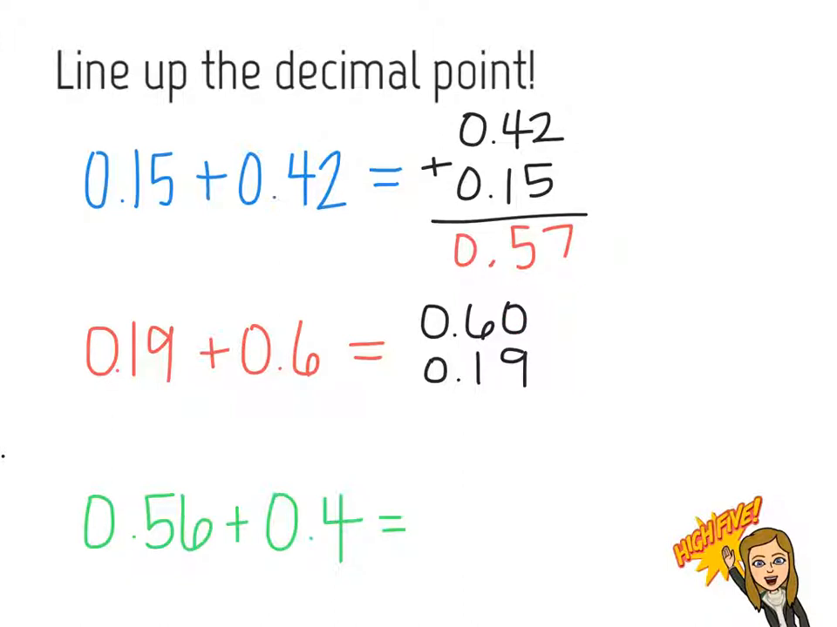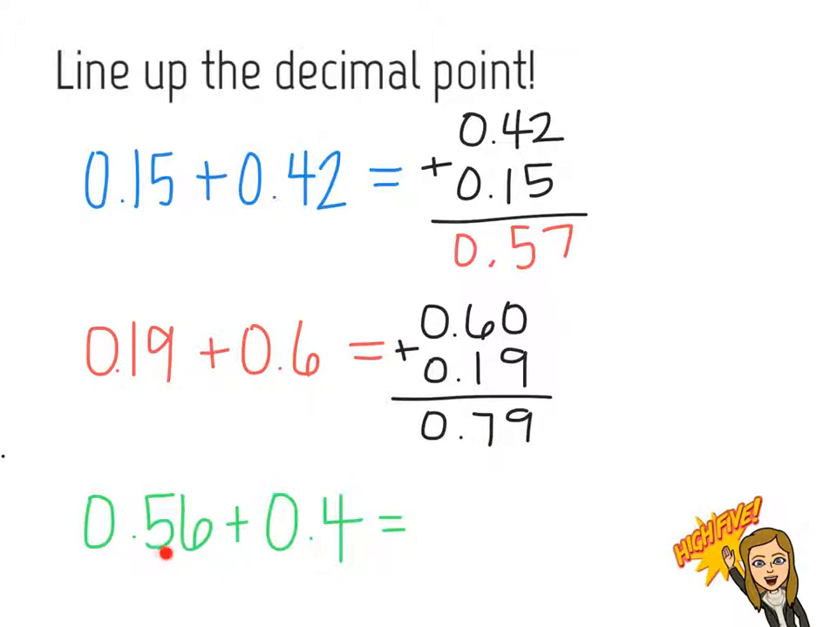Now I'm ready to add since my decimals are lined up. 0 plus 9 is 9, 6 plus 1 is 7, decimal comes straight down, no whole numbers. So 79 hundredths or 79 cents would be our answer.